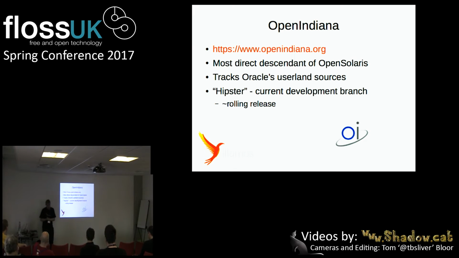The current branch is helpfully known as Hipster, and it's a rolling release in the sense that there are actually no official releases that come out. Every so often, somebody will say, "All right, let's build an ISO," but there are no releases as such.